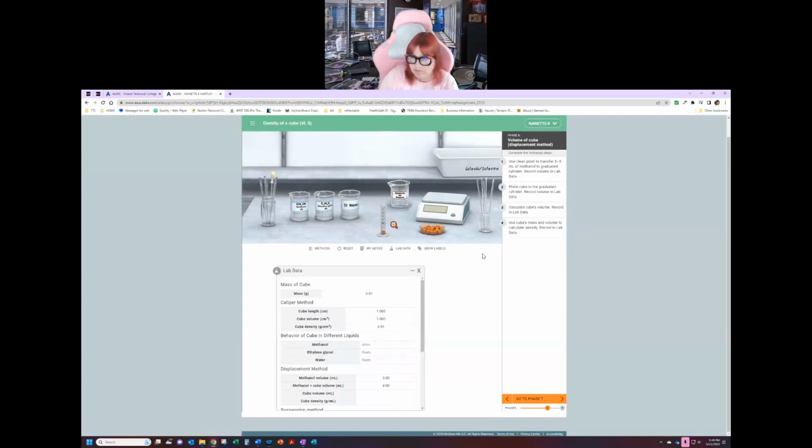Calculate the cube's volume in milliliters. It is 1.00, the difference between those two. And then the cube density in grams per milliliter. I have grams as 0.91. I divide that by the 1.0. So that's 0.91, and it's only 2 significant digits because there are 2 here and 3 there. So that's what we're looking at there, and I have recorded that. It didn't tell me to take stuff out, so hooray!